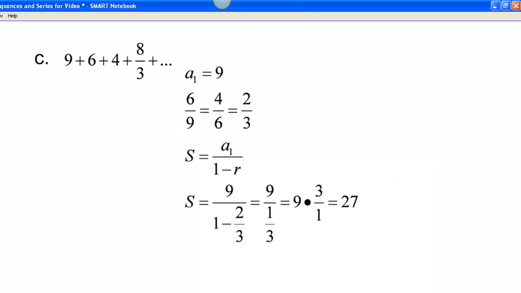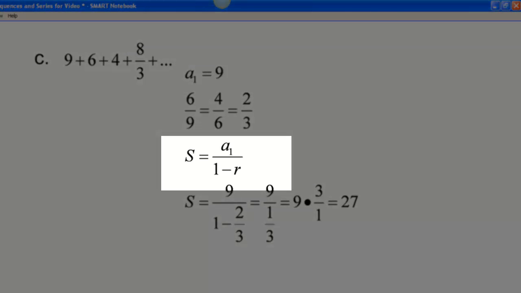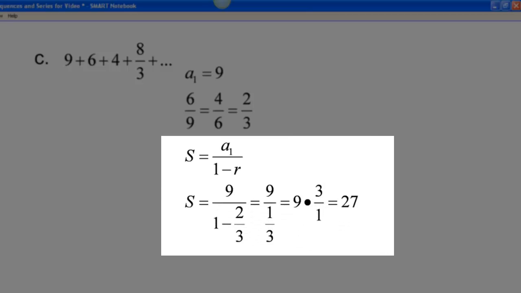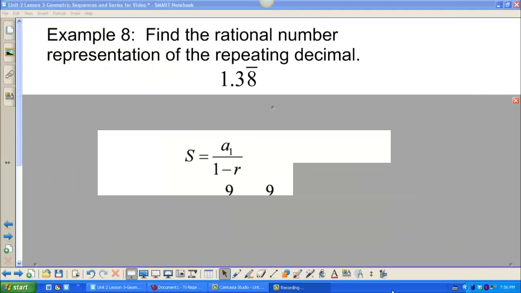So I can go ahead and apply the formula for the sum of an infinite geometric series, which is the first term over 1 minus r, because 2/3 has an absolute value that is less than 1. My first term is 9. I take 1 and I subtract my common ratio of 2/3. So that's 9 over 1/3. And when I evaluate that complex fraction, 9 times the reciprocal of 3 over 1, the finite sum is 27.